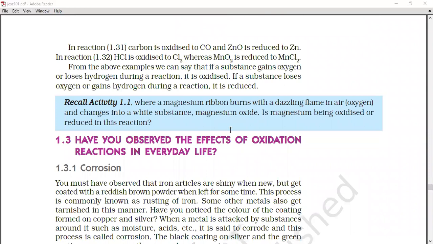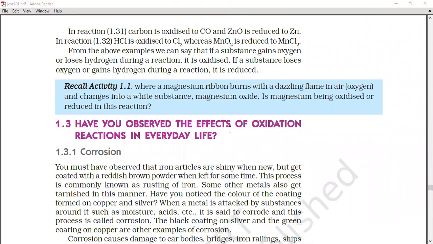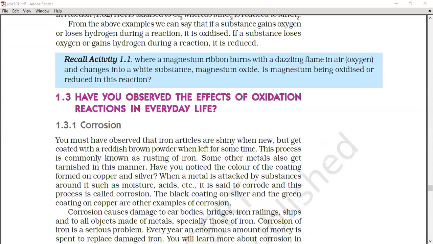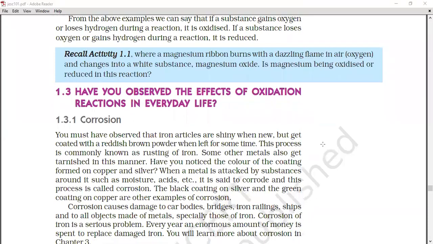From the above examples, we can say that if a substance gains oxygen or loses hydrogen during a reaction, it is oxidized. If a substance loses oxygen or gains hydrogen during a reaction, it is reduced. Recall Activity 1.1, where a magnesium ribbon burns with a dazzling flame in air and changes into a white substance, magnesium oxide. Is magnesium being oxidized or reduced in this reaction? Have you observed the effects of oxidation reaction in everyday life?